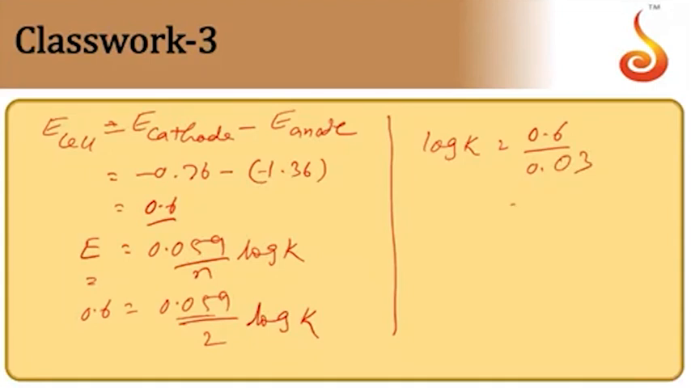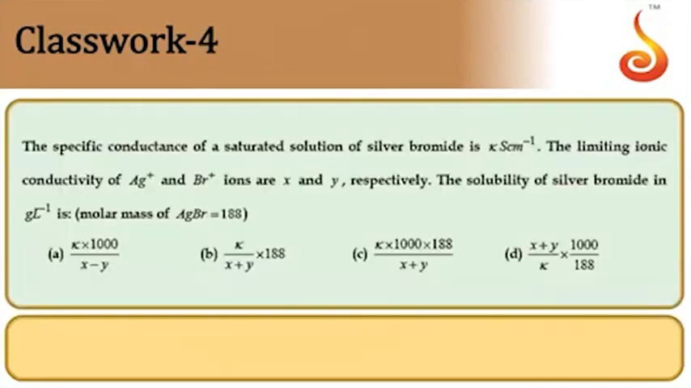And this comes to 20. Therefore, log K is equal to 20. K will be antilog of 20, which is equal to 10 to the power of 20. So the answer is 10 power 20. So we found out the E of cell, and E is equal to 0.059 by N into log K. The value of N we found by observing the equation itself. 2 electrons transfer is taking place. So finally we found the value of K as 10 to the power of 20. So option is C in this one. Option is C.